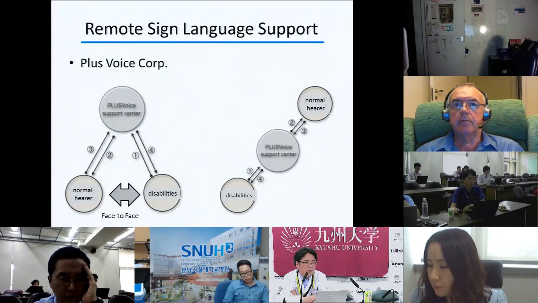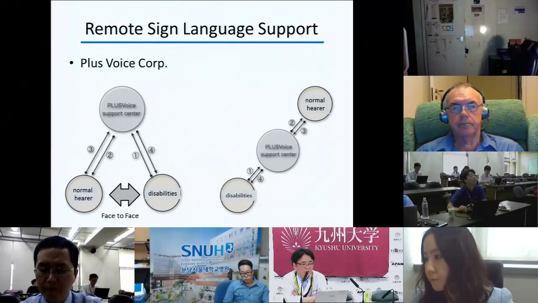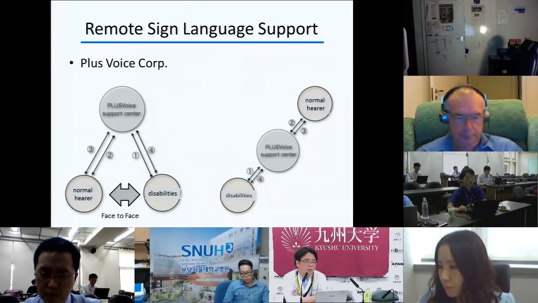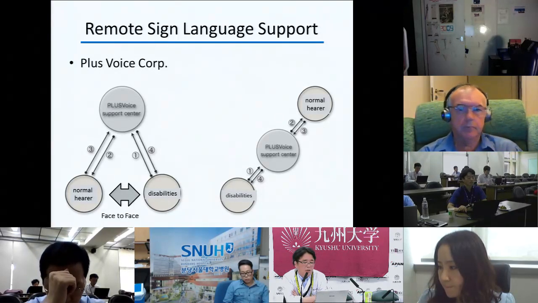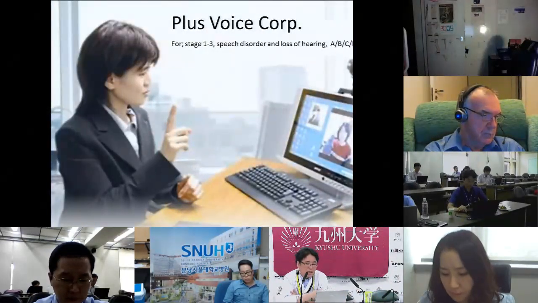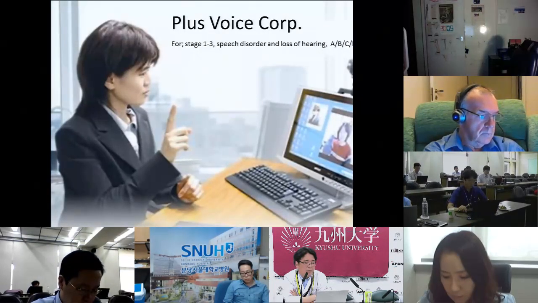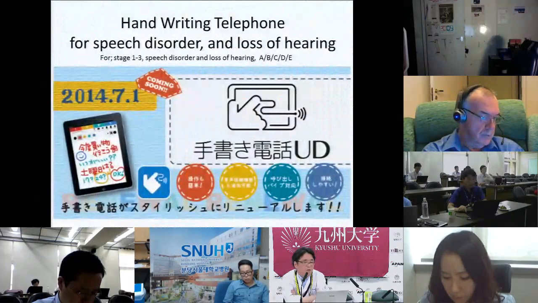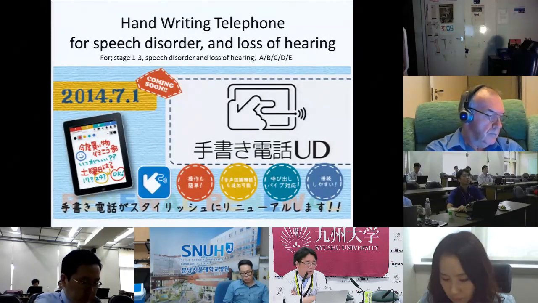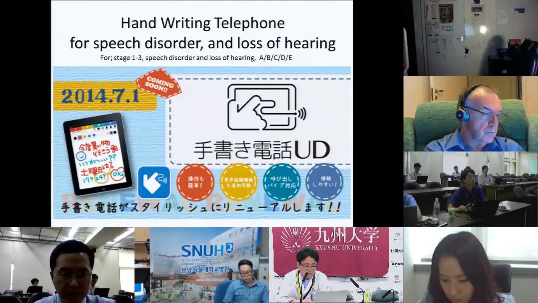I want to introduce remote sign language support. Maybe many world companies already have this service, but Plus Voice Corporation is a Japanese company that has two patterns of the service. One is face-to-face meeting with disabled persons, and another is a meeting with a remote place for the disabled person. Okay. Sign language is like this. And this is also from the same company, a handwriting telephone for speech disorder and hearing loss, with a tablet PC. Okay.